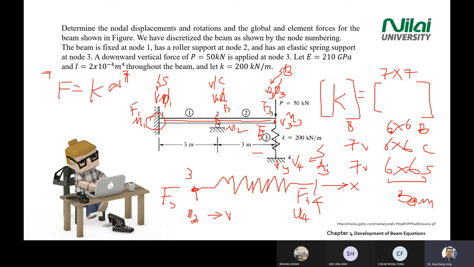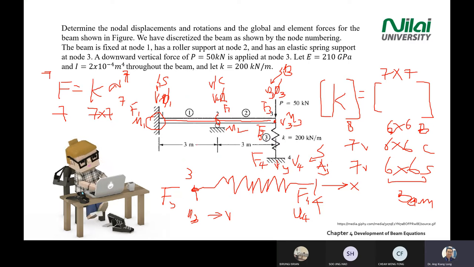So point 4, you have F4. So when you write your F component later on, your F component consists of F1, M1, F2, M2, F3, M3, and F4. So you have 7 also for the force. You have 7, K is 7 times 7, D you have 7. Okay?